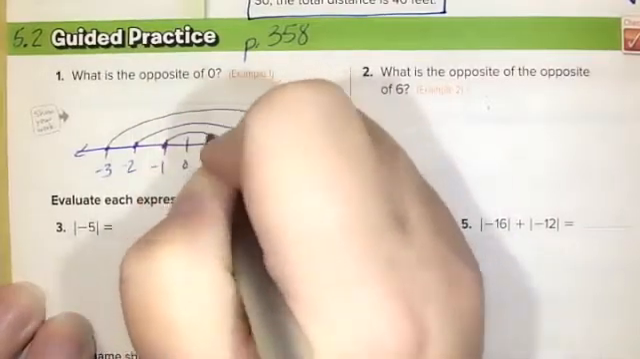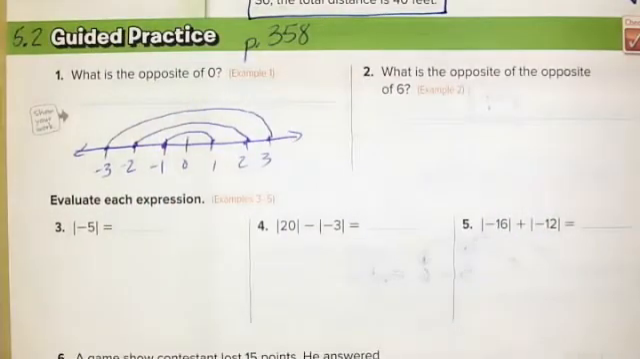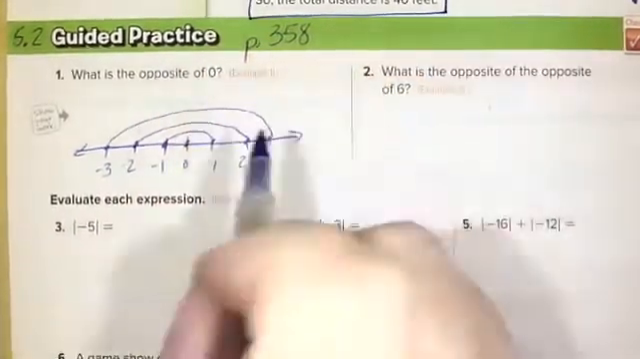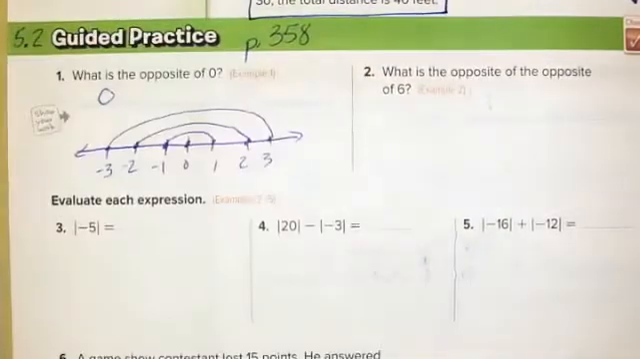Okay, so 0, it's neither positive nor negative, and it is its own opposite. So the opposite of 0 is 0. All right, let's look at question 2.